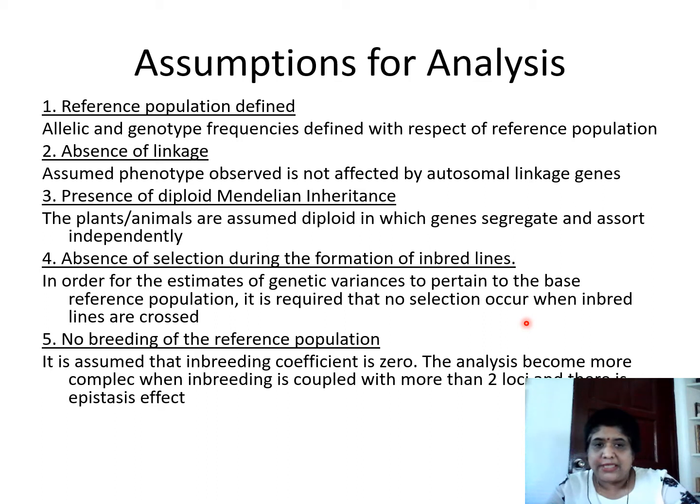The fifth part is we say there is no inbreeding of the reference population. In this case, the inbreeding coefficient is 0. The analysis becomes more complex when the inbreeding is coupled with 2 or more loci, and if there is epistatic effect.